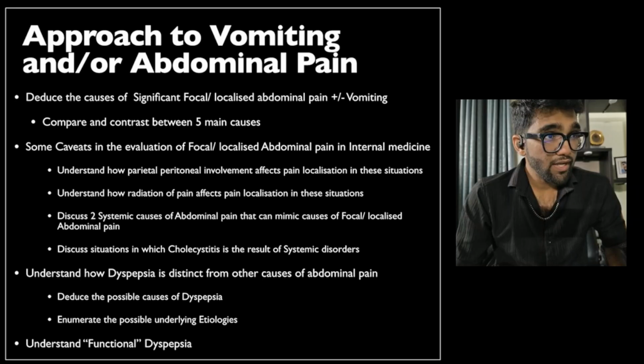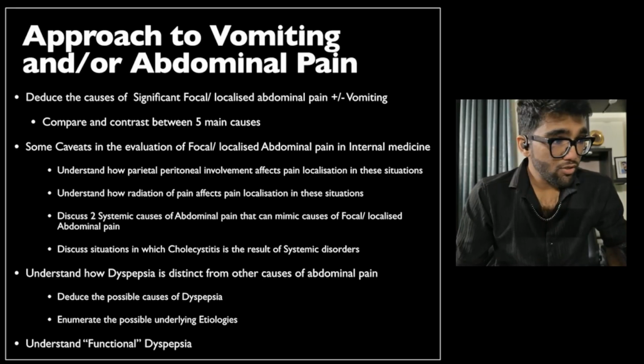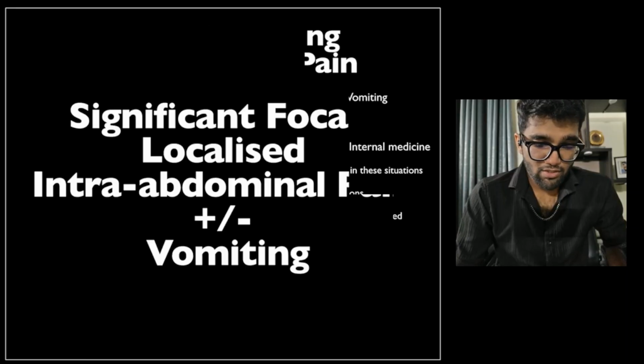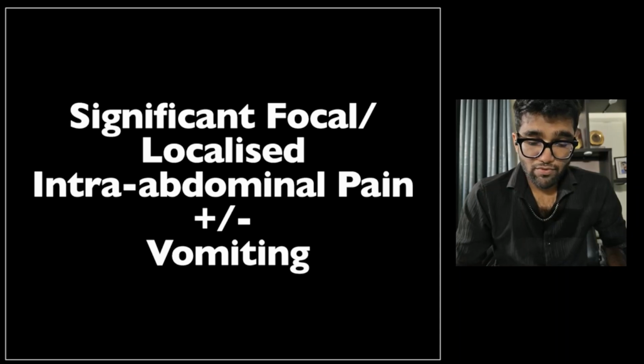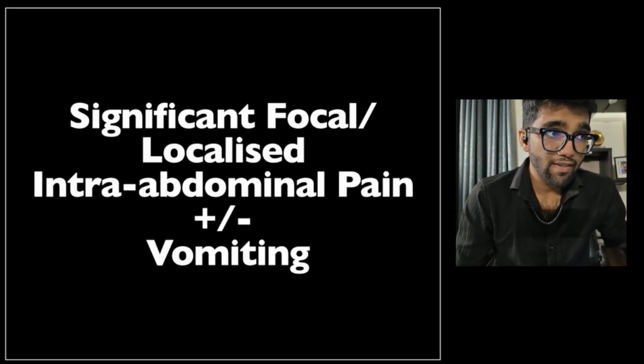And that will bring us to the end of this discussion on a general approach to abdominal pain and vomiting. And then in the subsequent videos in this lecture series, we'll go ahead and talk about the individual etiologies. So starting off, obviously we've already discussed diffuse abdominal pain with or without vomiting and poorly localized abdominal pain, which is significant with or without vomiting, and we'll discuss why that happens.